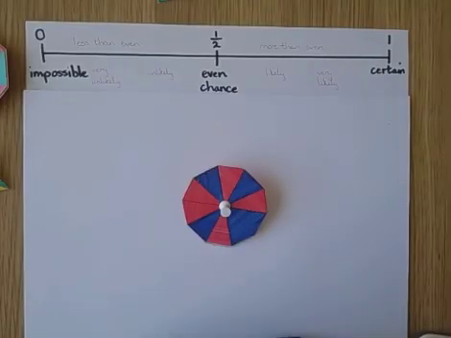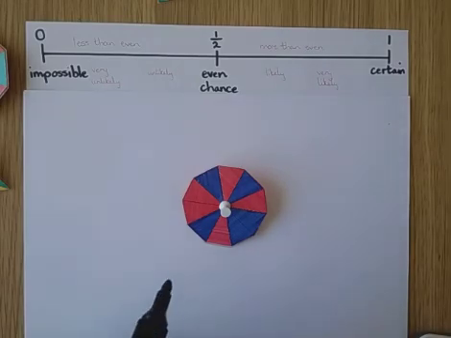Hello P6. For today's probability lesson, lesson number 3, we are going to be making some probability spinners. And for today's lesson, we'll be using some of the language that we've already used in our previous lessons. So if it helps, go back and look at part 1 and part 2 for our probability lessons.